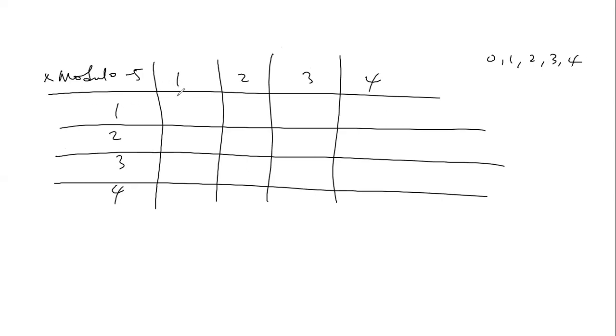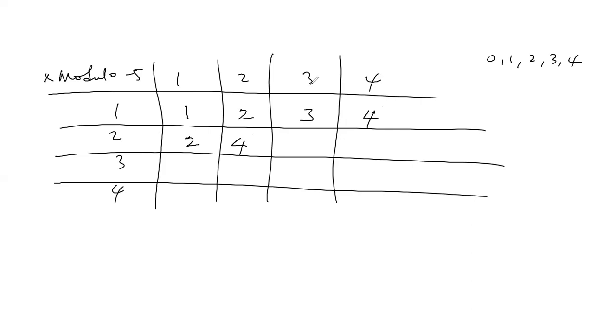So 1 times 1 will give us what? Let's be quick. 1 times 1 is 1. 1 times 2 is 2. 1 times 3 is 3. 1 times 4 is 4. Then 2 times 1 is 2. 2 times 2 is 4.